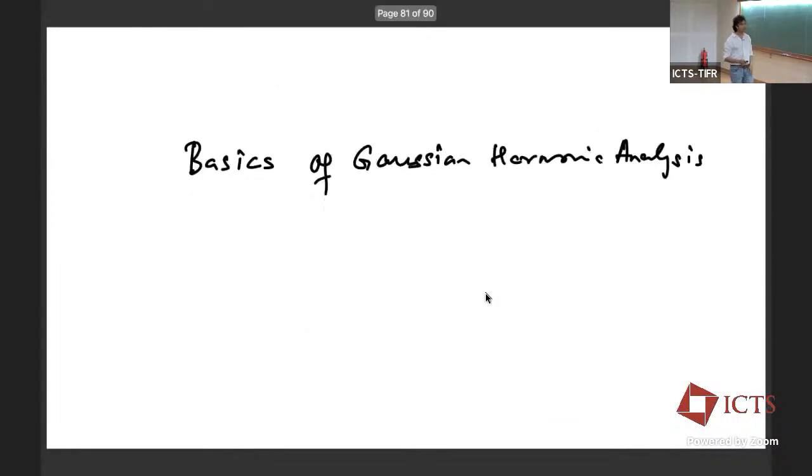I have a few slides on this Gaussian harmonic analysis and how to develop this dynamical formula for variance. But I don't think I have enough time to get into that, so I'm happy to stop here. And if people are interested, I'm happy to talk about that offline. I'll stop here.